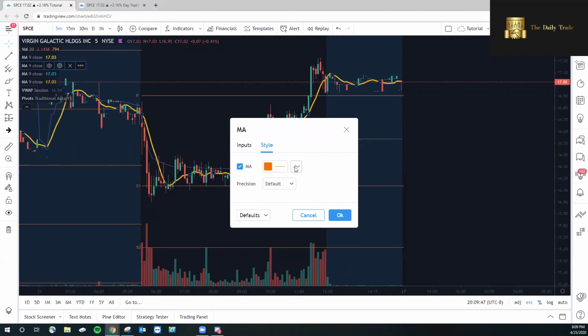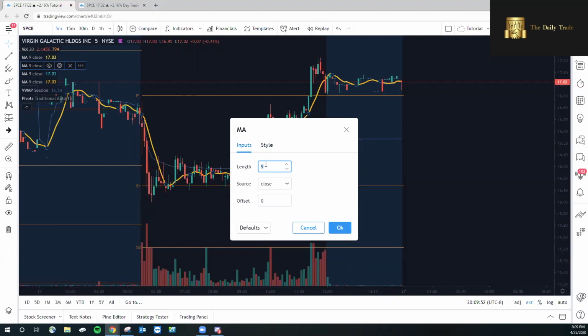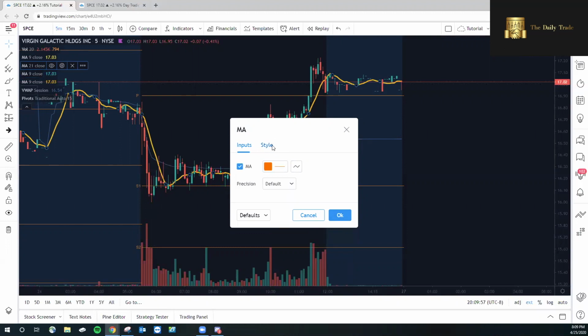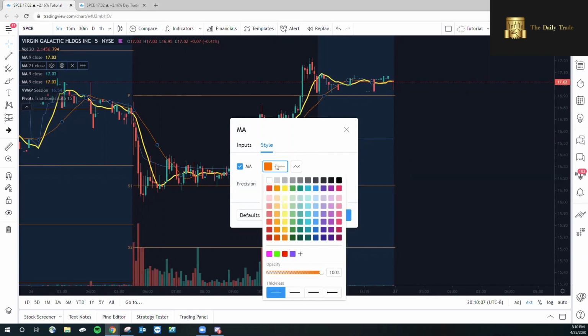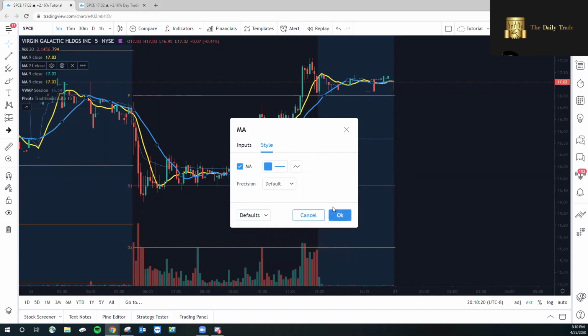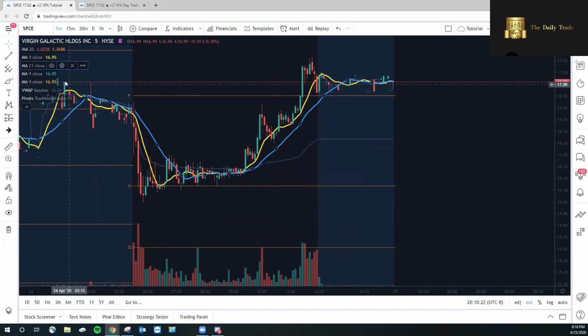Our second indicator is not going to be our 9-day, we're going to change our inputs to our 21-day. And these are all averages that you will see in a lot of huge trading firms, hedge funds. A lot of professional traders will use these. So we're going to go into style. I'm going to change this one to a nice blue. And change it to 3 as well, the third one there, so we can see it a little bit easier. Okay. And then we're going to click OK.